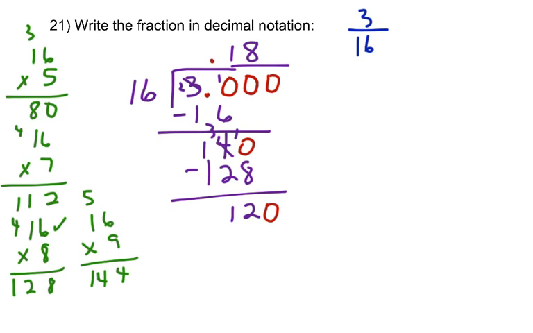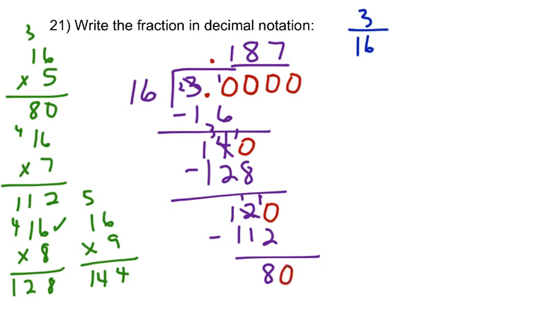Now, how many times can 16 go into 120? Well, I did some work here on the left. I know 8's too big, so it's going to go in 7 times because 16 times 7 is 112. Go ahead and subtract now, and we get 8. Again, I'm going to have to add another 0 so that I can bring it down.